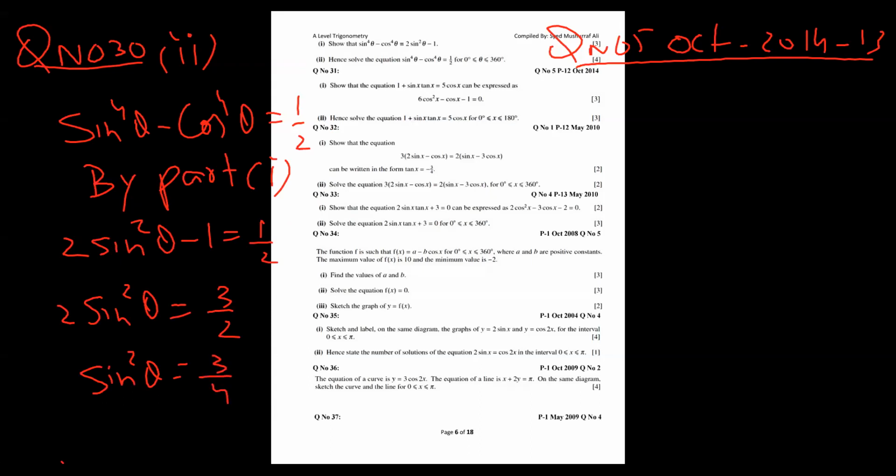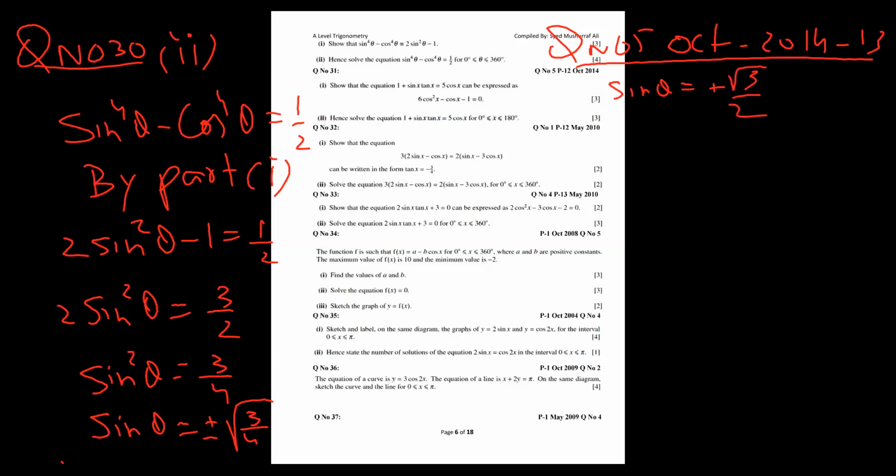Take the root of both sides. You get 2 answers. Root of 3 by 4 gives plus and minus. It is compulsory. And now I will do one time with the positive and one time with the negative. That is my 4-mark question. Okay, first I'm doing with the positive. If I have sine theta is equal to positive root 3 by 2.